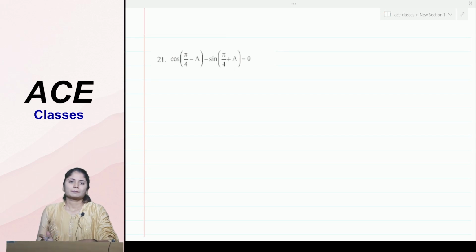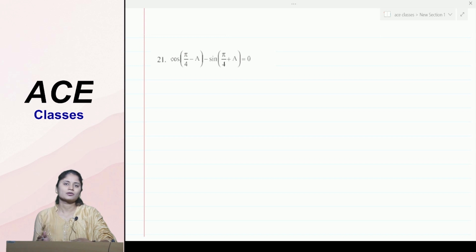Welcome to the ACE Basic Math classes. Today we will be solving the problems related to the first exercise of compound angles, submultiple angles and multiple angles.